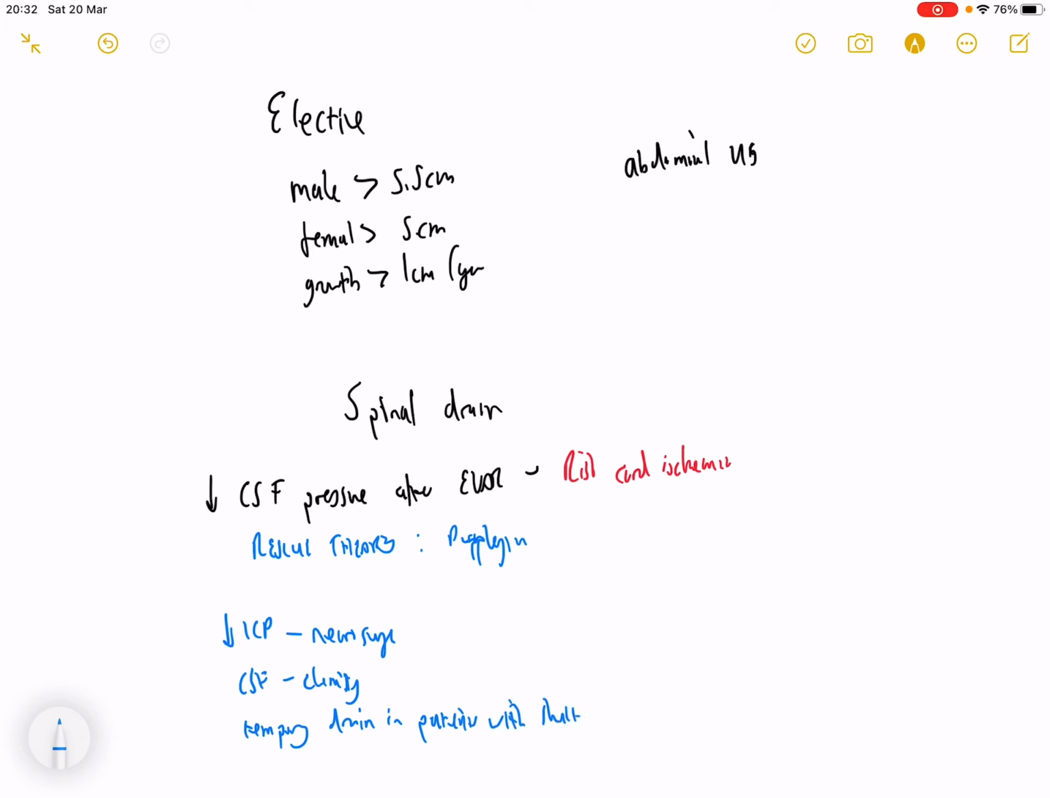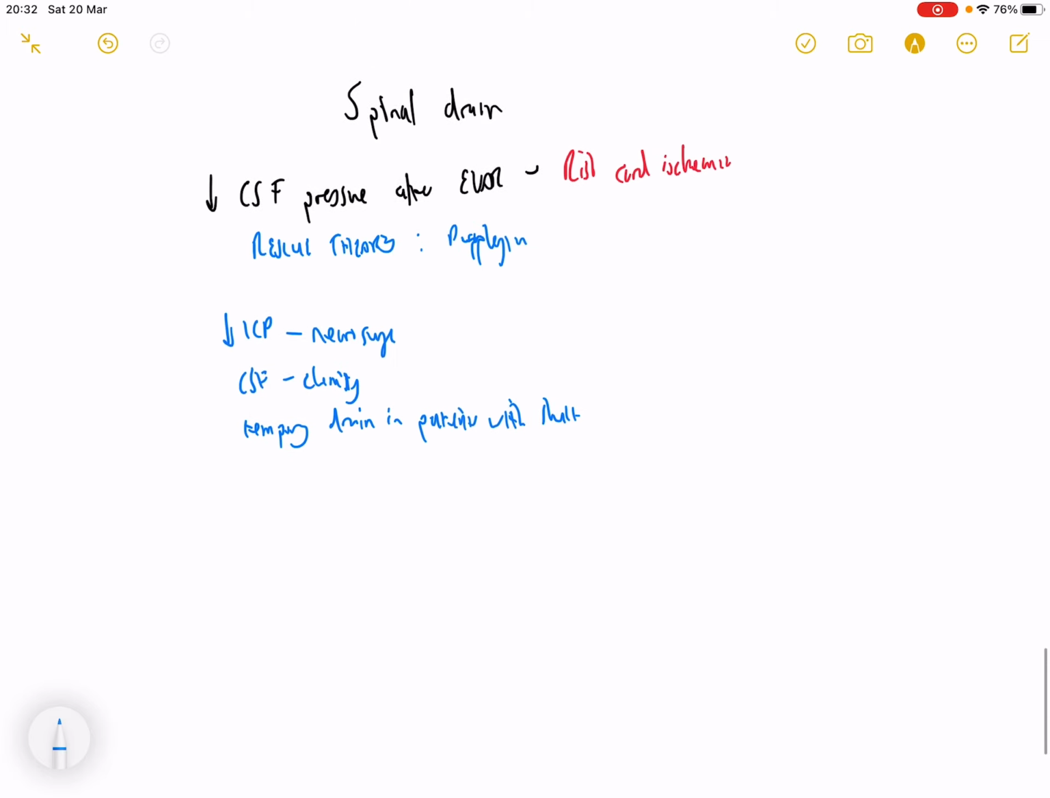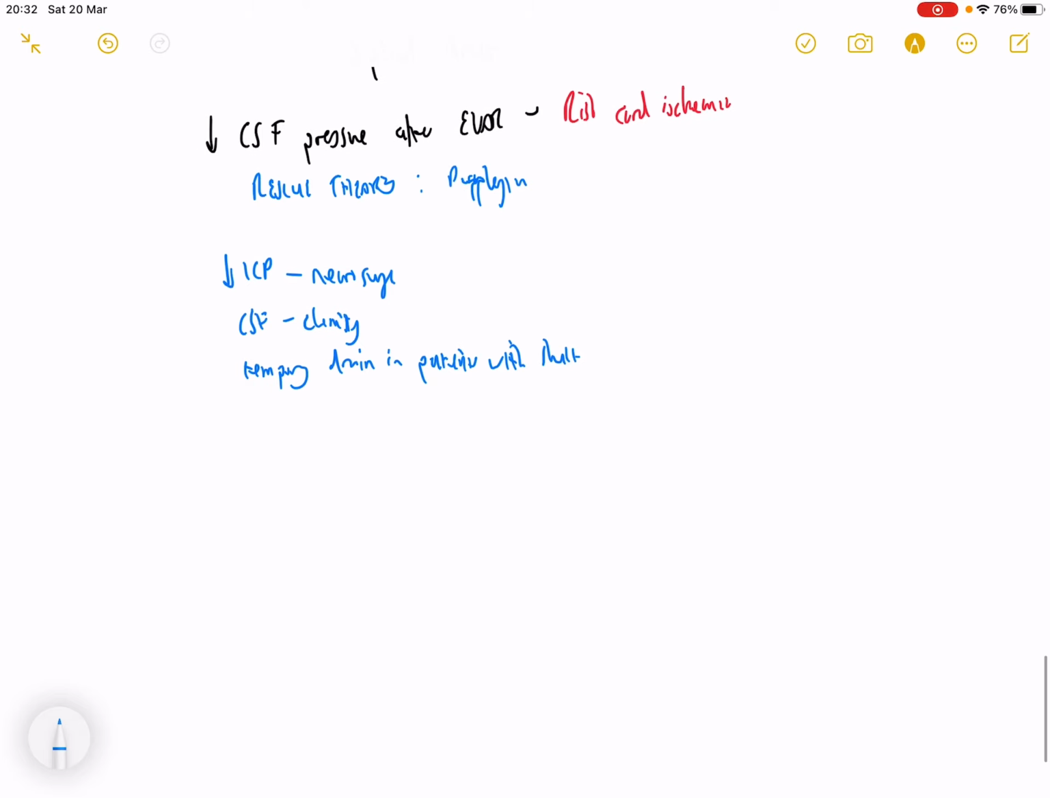So what are the indications for a spinal drain? Well, it's to reduce the cerebral fluid pressure after an EVAR where patients are considered at particular risk of cord ischemia, and as a rescue therapy in paraplegia. You can also use it to lower the ICP in neurosurgery, for CSF sampling, and as a temporary drain for when the shunt isn't working.